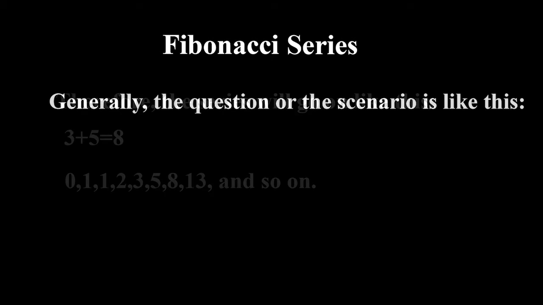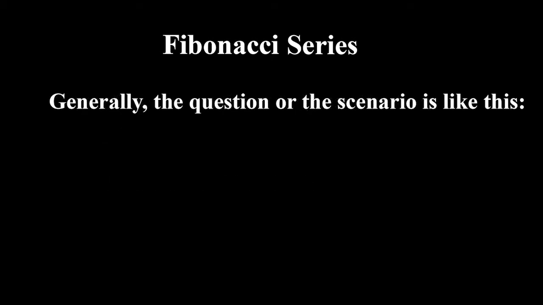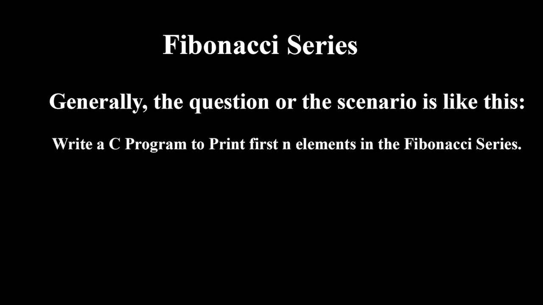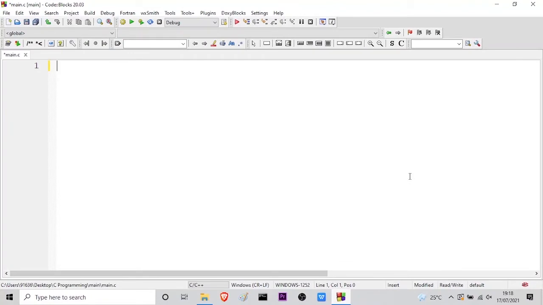Now let's see how we can write the C program to implement the logic and print the Fibonacci series. Generally, the question or the scenario is like this: write a C program to print the first n elements in the Fibonacci series. So let's quickly go to the editor so that I can show you how to write the C program and then explain the execution. Now as you can see, I am inside my editor.